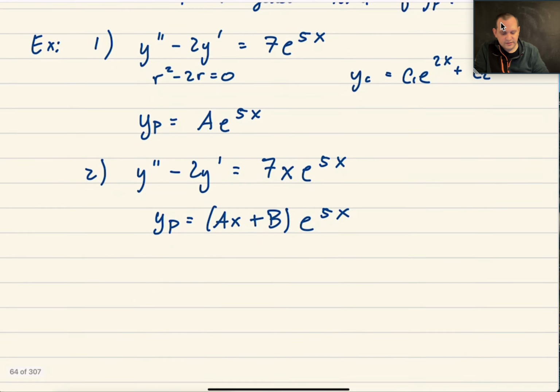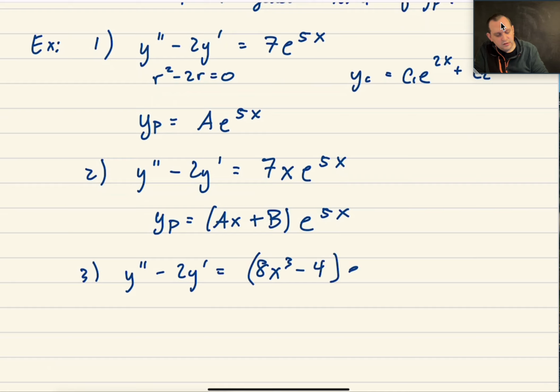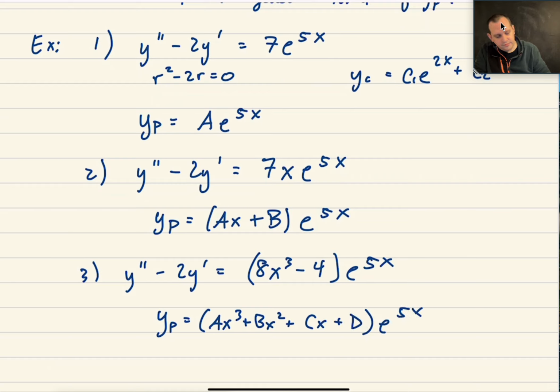And let's look at if we were to have y double prime minus 2y prime equals 8x cubed minus 4 e to the 5x. Then again, 5's not a root to the characteristic equation of the associated homogeneous ODE, and therefore our particular solution is just going to be a general cubic, ax cubed plus bx squared plus cx plus d, times e to the 5x. Okay, so that would be our guess for the particular solution there.